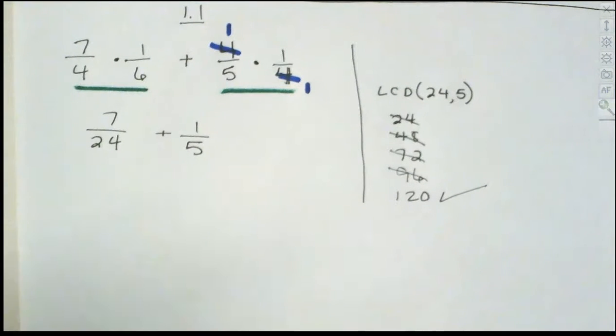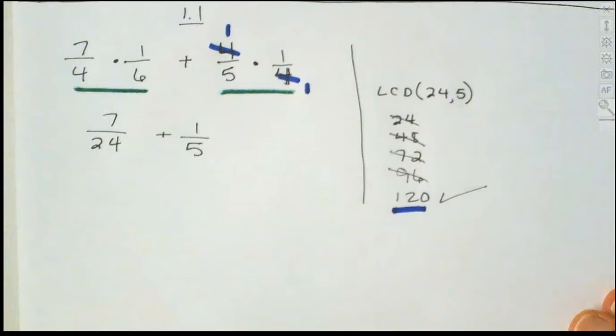Now, you don't have to write them all out. I'm just showing you what all the numbers are. So you just took your 24, multiply by 2, 3, 4, 5, until you found it. But you don't have to write them all out. If you can look at it and tell that 24 times 5 is that 120, and that's going to work, you can use that.